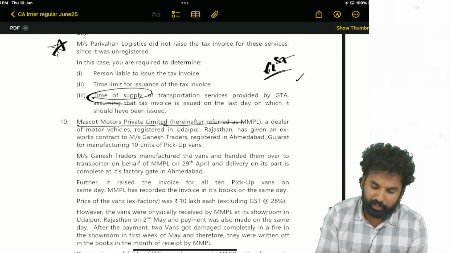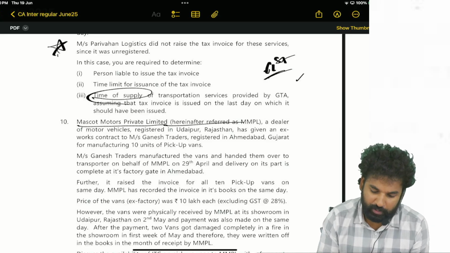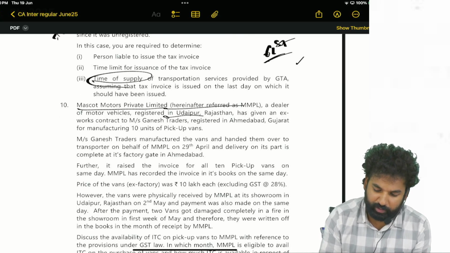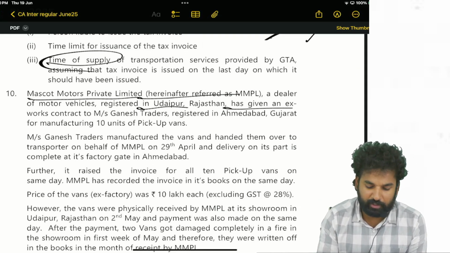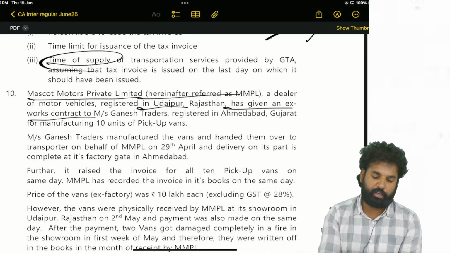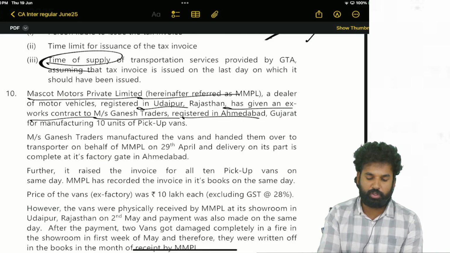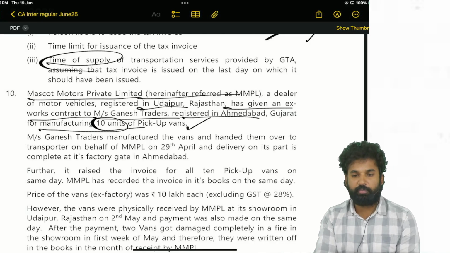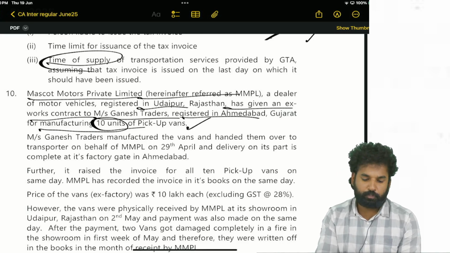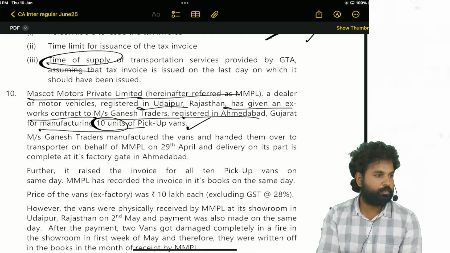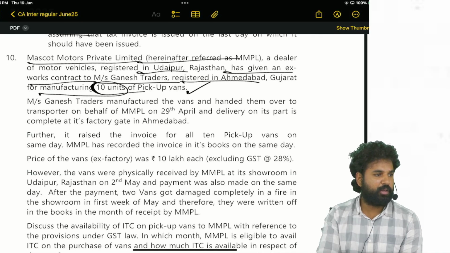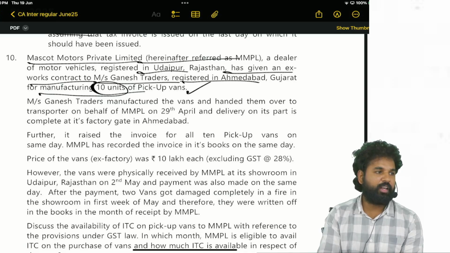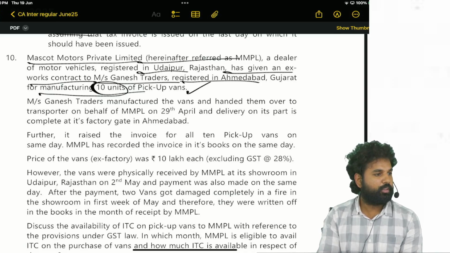Mascot Motors Private Limited, herein referred to as MMPL, dealer of motor vehicles, registered in Udaipur. He is a dealer of motor vehicles, registered in Udaipur, Rajasthan. Has given an ex-works contract to Ganesh Traders, registered in Ahmedabad, Gujarat, for manufacturing 10 units of pickup vans. Got this point? 10 units of pickup vans to be manufactured by whom? Ganesh Traders. Okay. So Ganesh Traders manufactured the vans and handed them over to the transporter on behalf of MMPL, that means Mascot Motors, on 29th April.